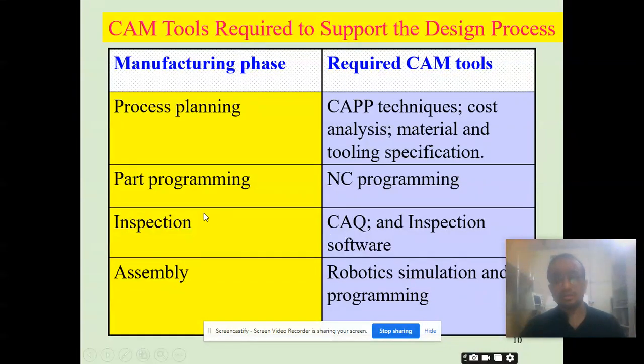So this is all related to your basic CAD and CAM.